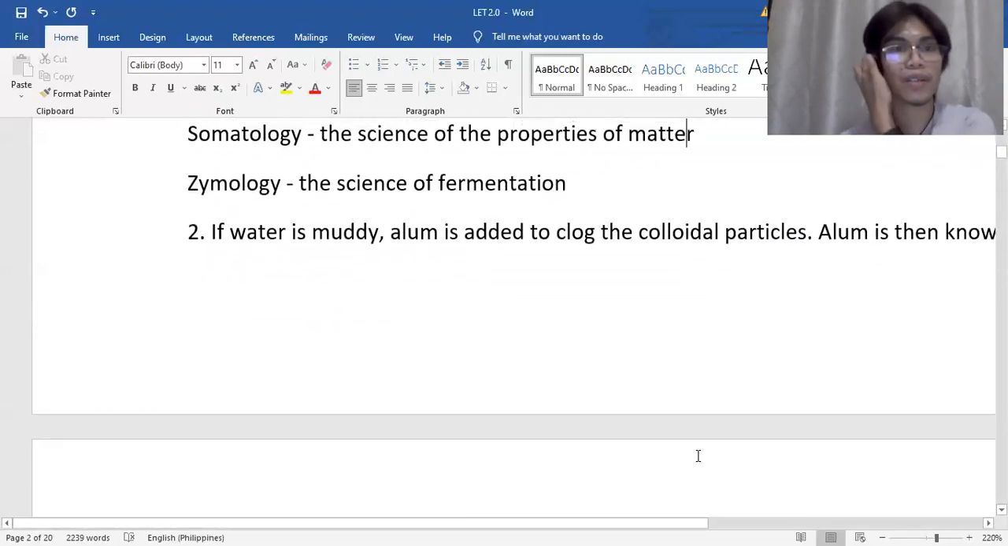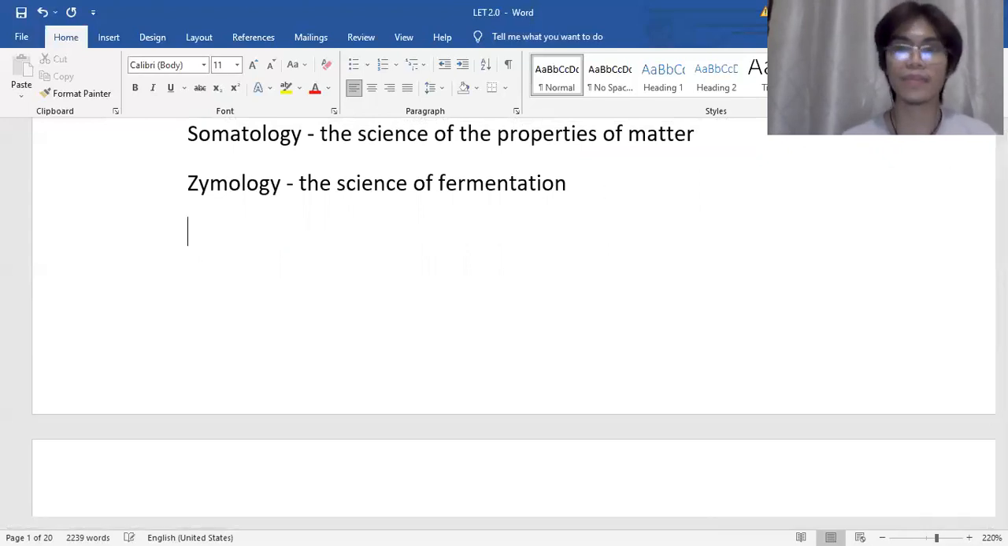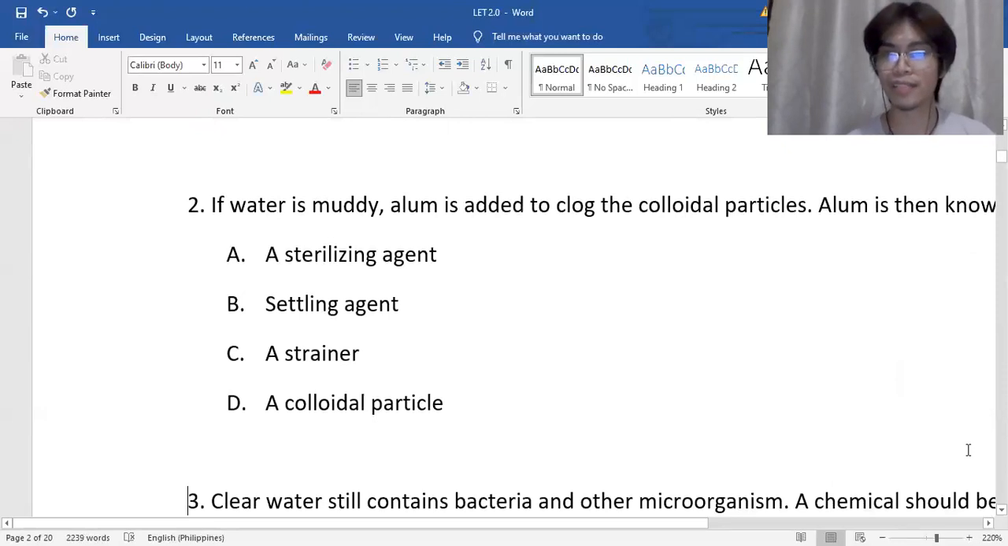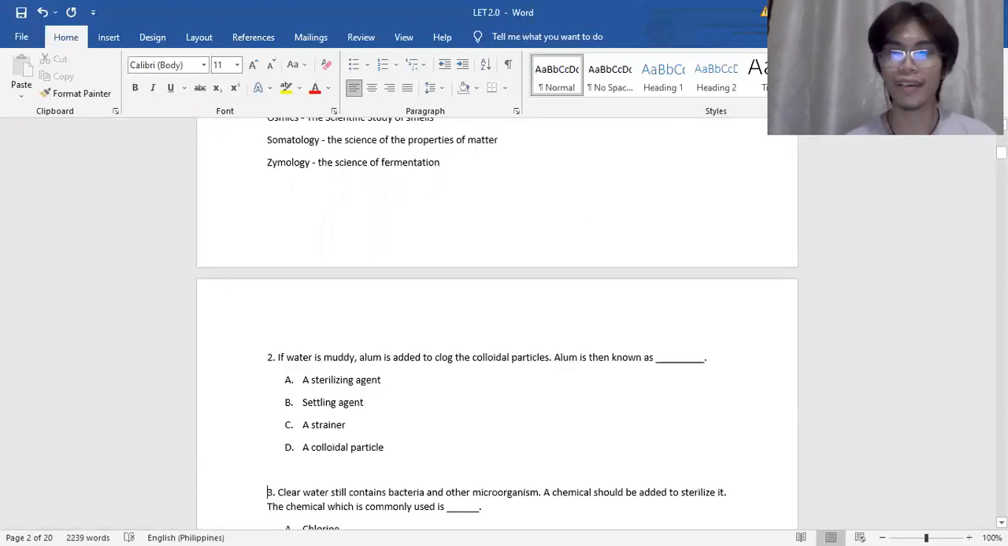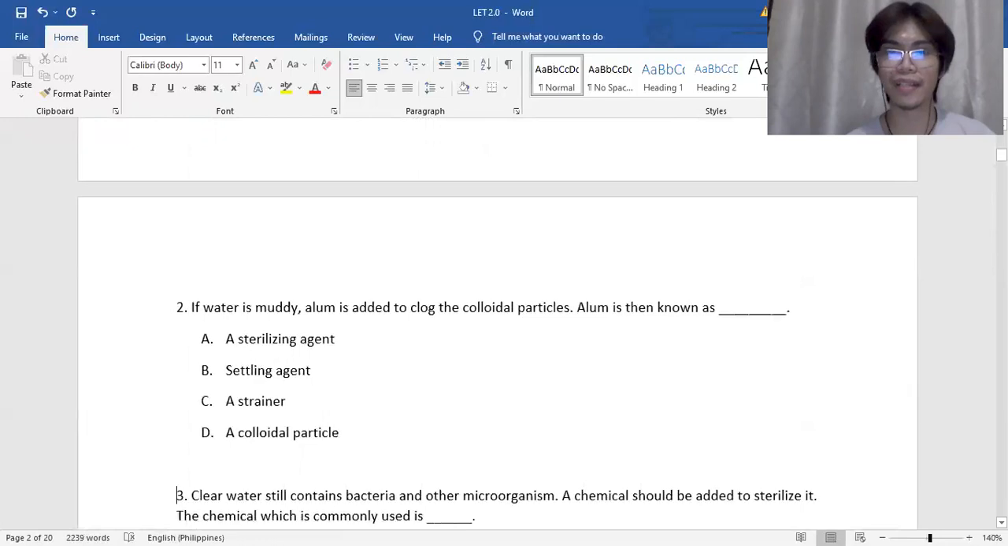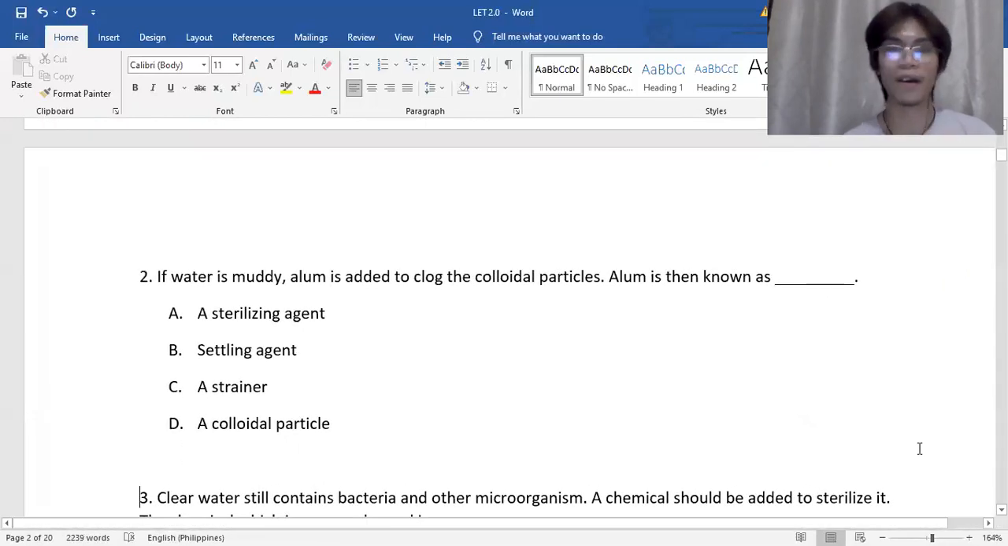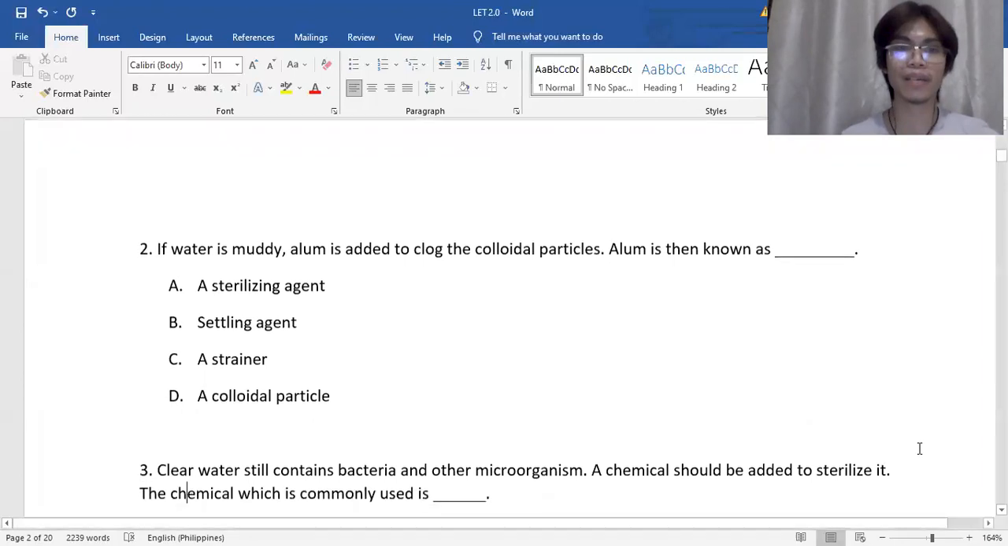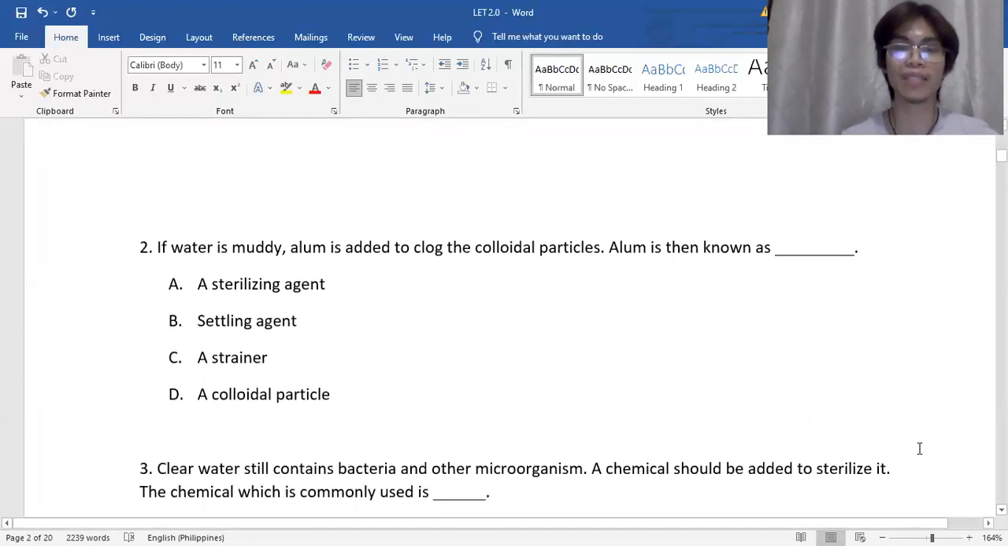So the question here for number 2, let me zoom it in. Water is muddy. Alum is added to clog the colloidal particles. Alum is then known as A, sterilizing agent; B, settling agent; C, strainer; D, colloidal particle. So what's your correct answer here?